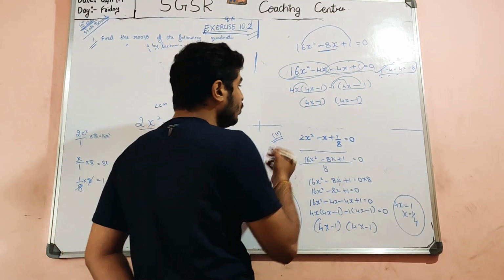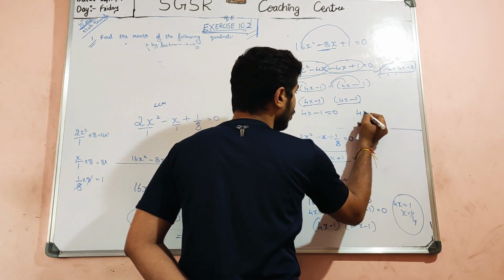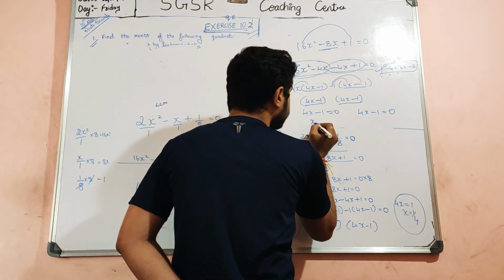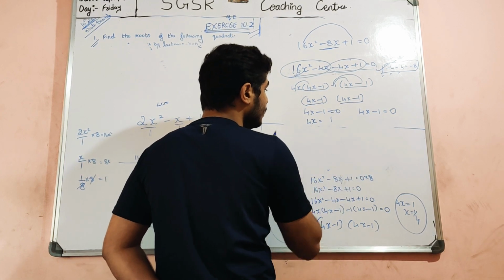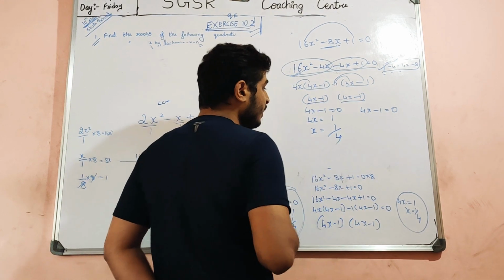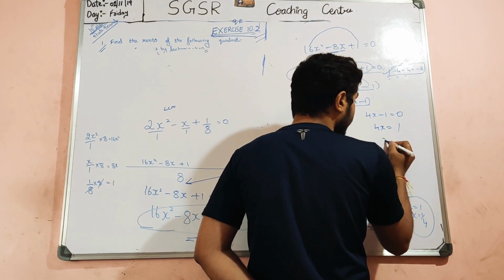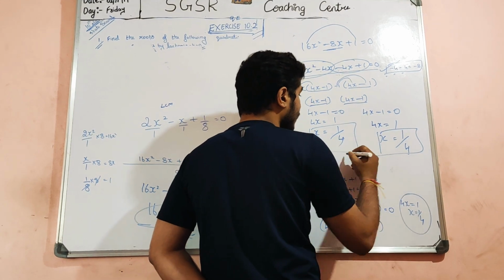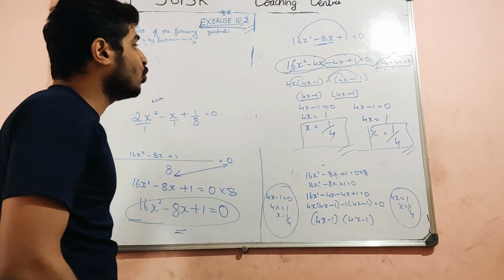Now equate these both to 0. 4x minus 1 is equal to 0. So here also 4x minus 1 is equal to 0. Now it becomes 4x is equal to 1, students. Now it becomes x is equal to 1 divided by 4. In the same way, 4x is equal to 1, x is equal to 1 divided by 4. Both the values are the same. Both are 1 by 4, and this is also 1 by 4, students.